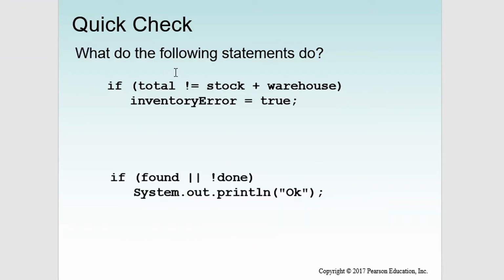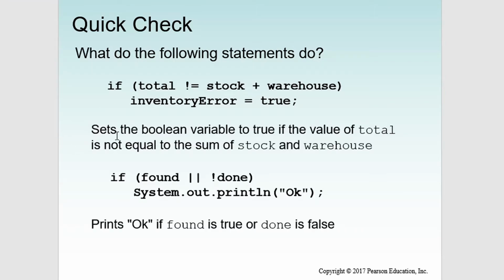Quick check. What do the following statements do? Okay, so let's look at these. So if total does not equal stock plus warehouse, inventory error. Okay, so this is going to set a Boolean variable to true if total does not equal what's in stock and what's in the warehouse. This next one, found or not done, then we're going to print OK. So if either one of these are true, we're going to print OK. So if we found it, we print OK. And if we're not done, we print OK.